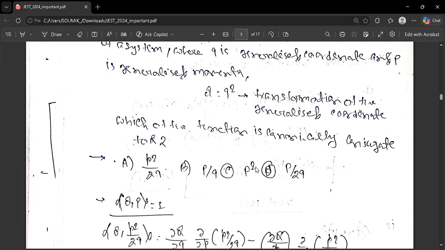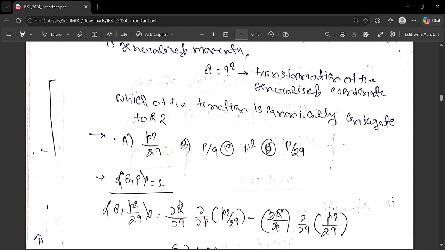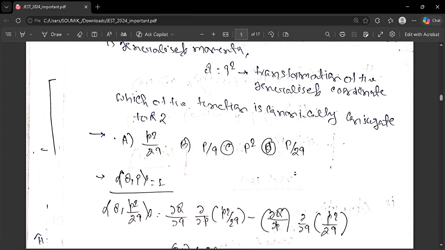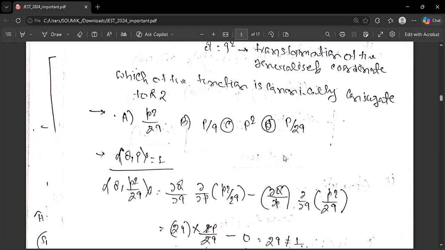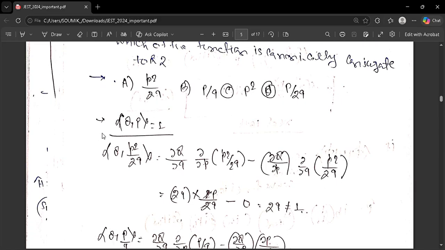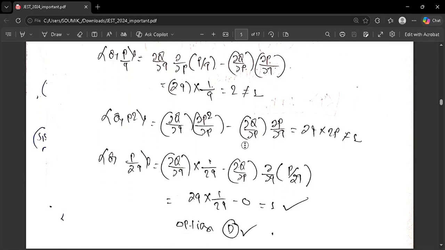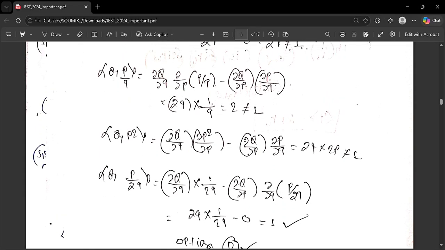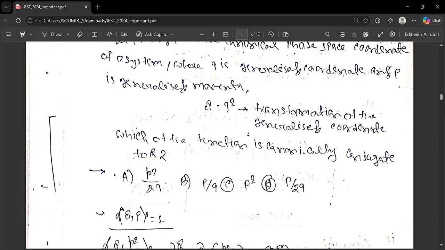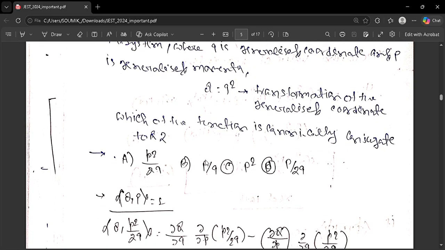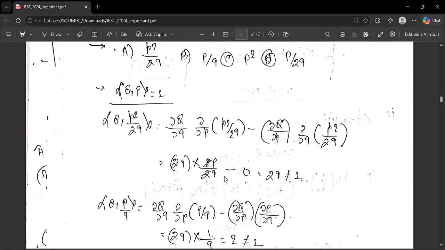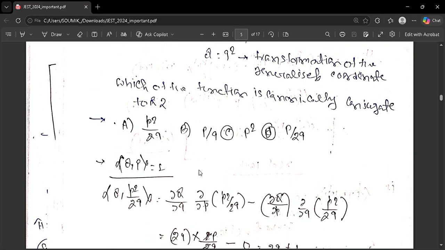So for canonical conjugates, we have to show that the Poisson bracket of capital Q and capital P equals 1. We have to take each option and match which option's Poisson bracket gives 1, and I get that the fourth option is right. It is not a difficult question, but you have to remember this type of thing: to show canonical conjugate momentum, the Poisson bracket of Q and P is equal to 1.